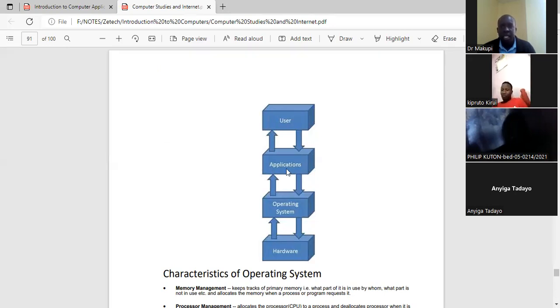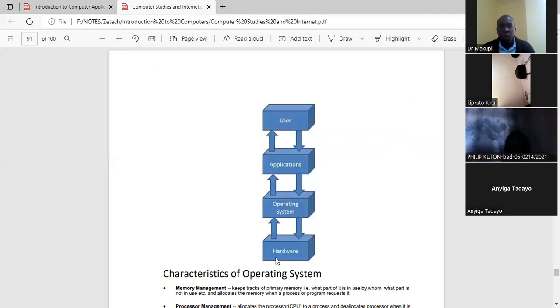That is why we say application software is close to a user. Now, application software sits on top of the operating system. Remember, in introducing this course, I said software is categorized into two: application software and system software. An example of system software is the operating system. So you can see the system software is sitting on top of computer hardware.